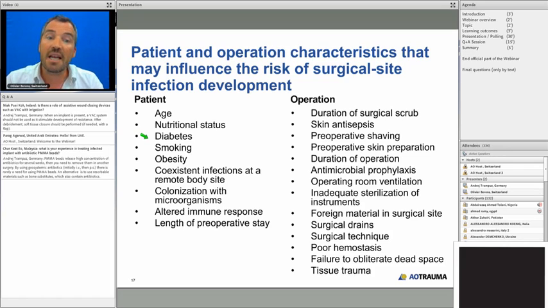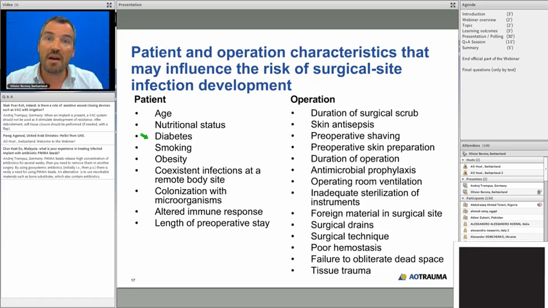And if we shave, we should do it just before the operation. We should not do it the night before. We should not do it on the ward because it has been shown that the contamination of the skin is going up if we shave it with a normal razor and if we shave it, for instance, the night before.